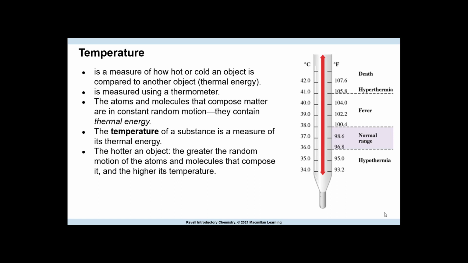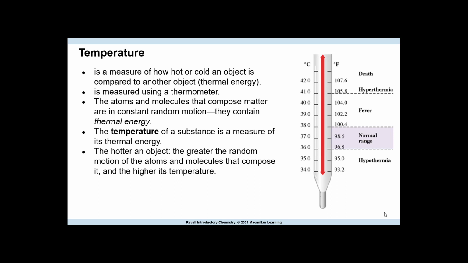But if we look at a microscopic level, well below a microscopic level, the atoms and molecules that compose matter are in constant random motion. They contain thermal energy. Thermal is just a fancy word for heat. The temperature of a substance is a measure of its heat energy. So the hotter an object is, the greater the random motion.